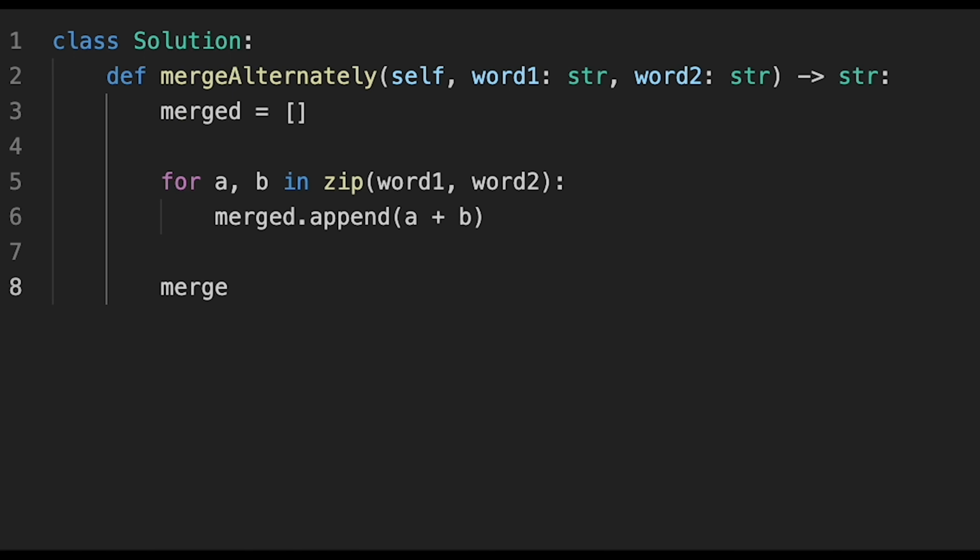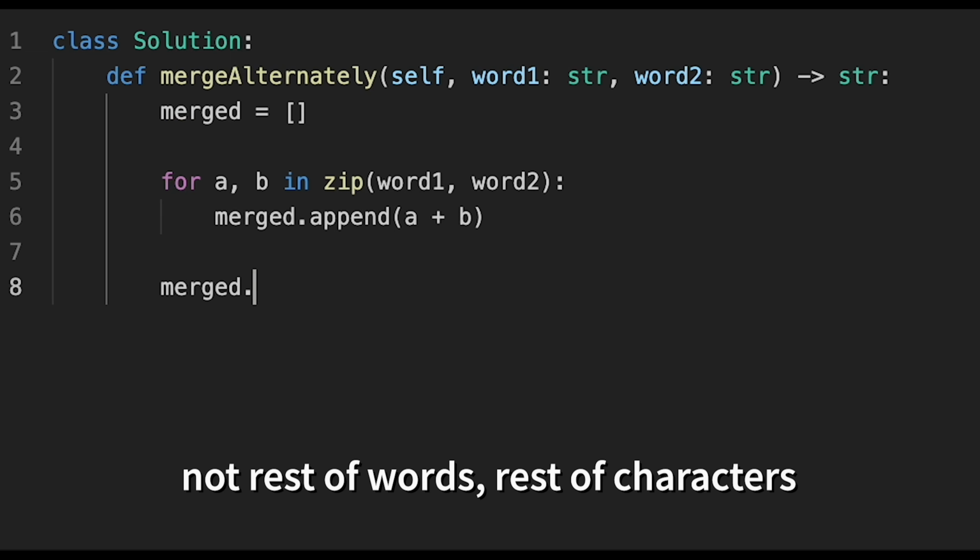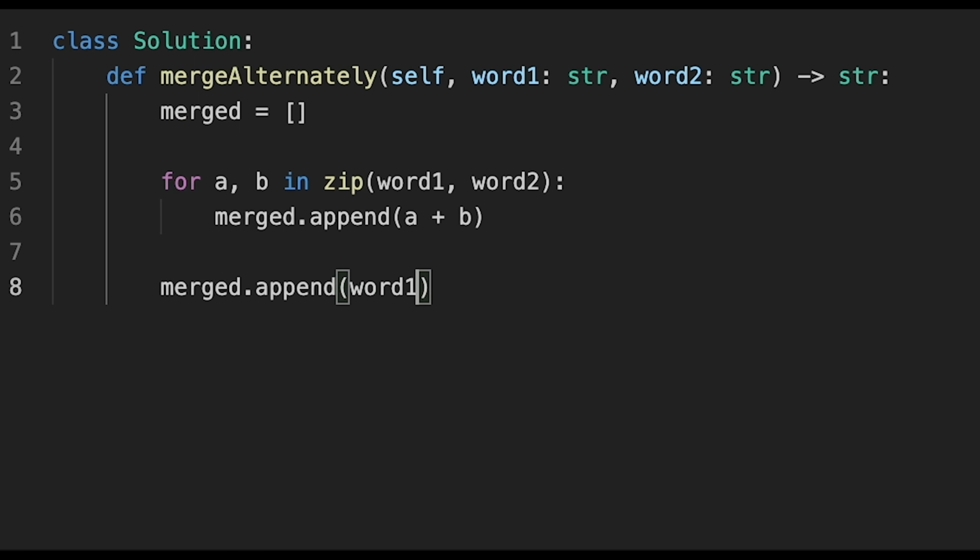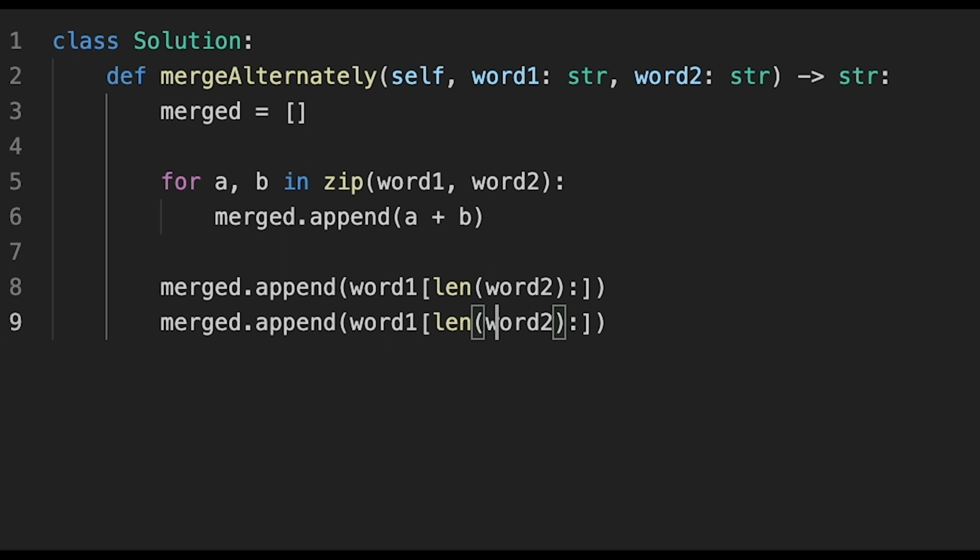we have to append the rest of the word if we have any. So merged dot append word1 from the length of word2. So in this case, if word2 is shorter than word1, we have a rest of the word in the word1 variable. So in that case, we have to add the rest of the word from word1. So in Python, we can do it like this. And I copy this and change word2 and the length of word1. So this is the opposite of this one.